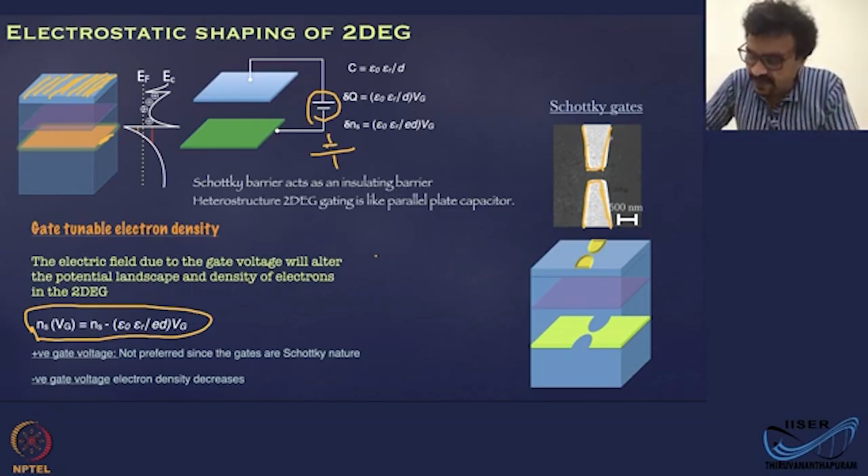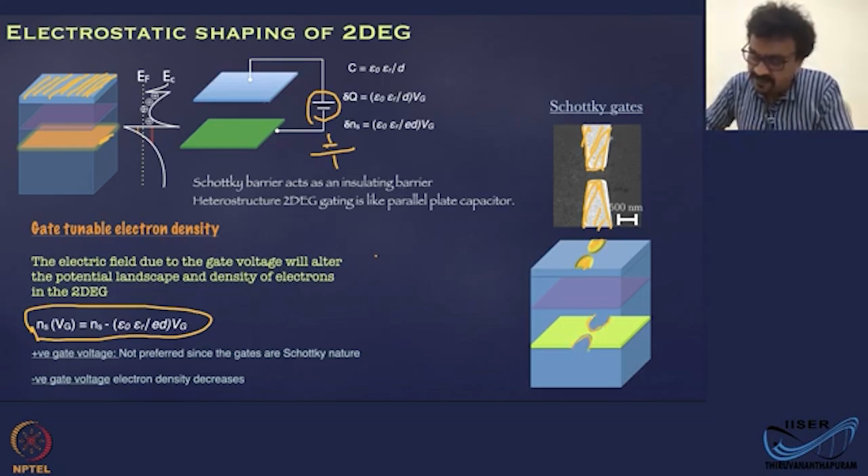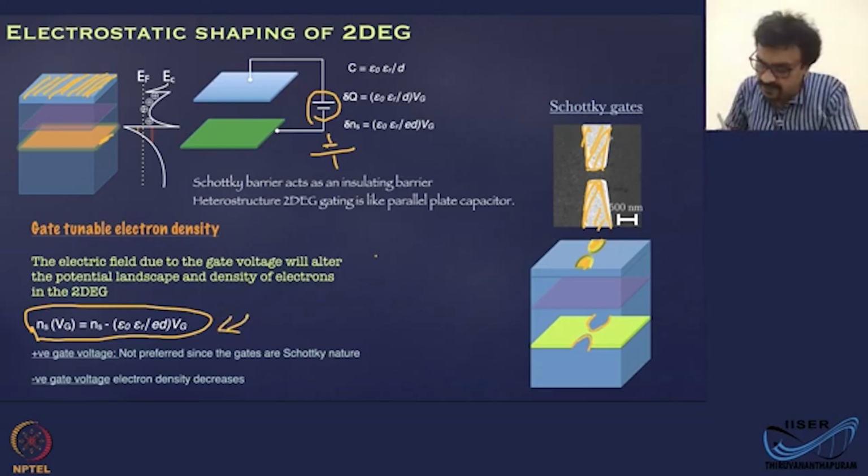So if I apply voltage on this gate here, this is a cartoon. I have this gate here, there's a gap in the middle. You apply negative voltage on those gates, then you will deplete the electrons right underneath the gate because of the electric field, because of this effect here. So there will not be any electrons in this region. These electrons are gone, and there will be electrons only in the middle.